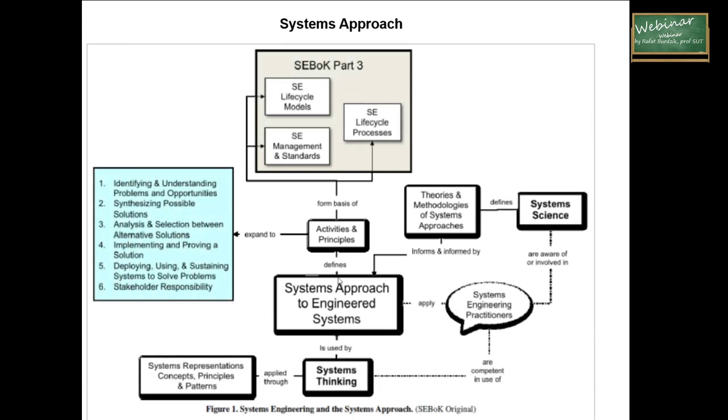So what about the system approach? The system approach, after system thinking, is the next stage and the next important key element of systems engineering, which has to be studied when you consider yourself an expert in systems engineering. Based on the SEBoK, you can find a lot of knowledge in part 3 of the SEBoK. You will find there the life cycle models, the management standards, and life cycle processes. The system approach to engineering systems has to be based on system thinking. It is the previous stage.